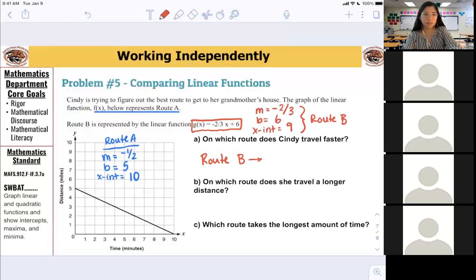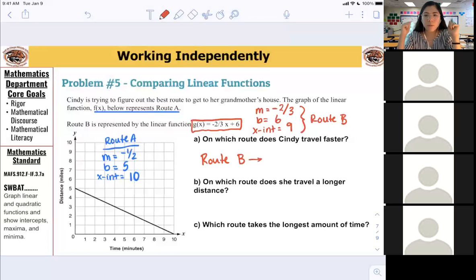Your starting point. So does that tell me anything about the speed? No, to find something out about the speed, you have to look at the slope. Right, we look at the slope to figure out the speed. Now the slope, so you had the right answer, Dejuan, you just had the wrong reason. The slope of root B is negative 2/3.